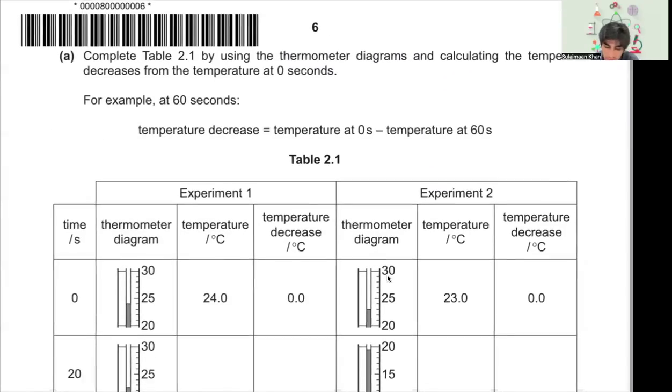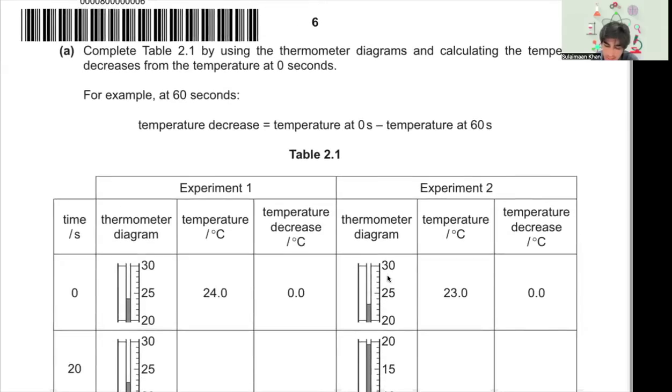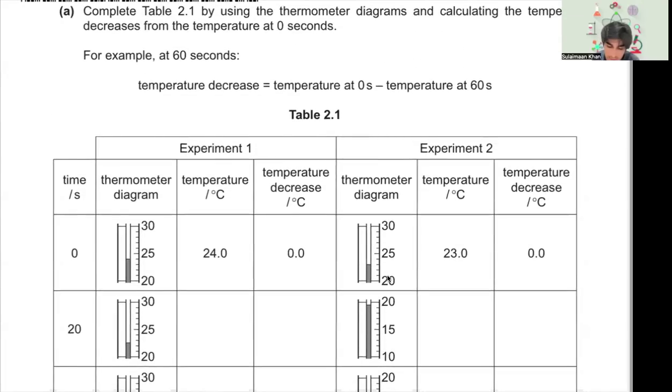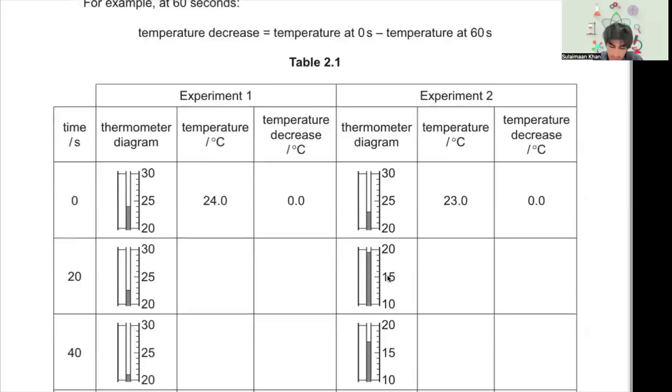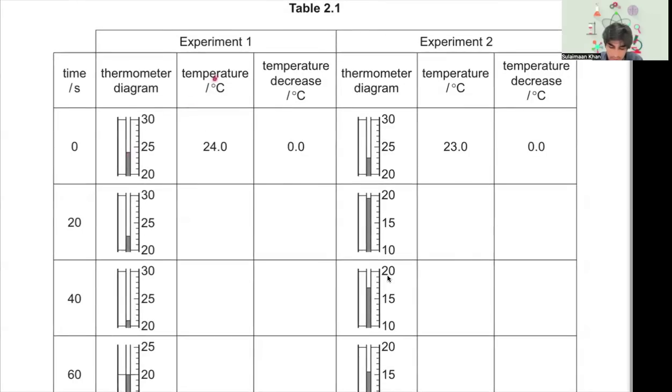Complete figure 2.12 by using the thermometer diagrams and calculating the temperature decrease from the temperature at 0 seconds. For example, at 60 seconds, temperature decrease. So temperature at 0 seconds minus temperature at 60 seconds. So that's what we need to do, right? You just need to calculate the temperature decrease from temperature at 0 seconds. So at 0 seconds, the temperature was 24 and the temperature decrease isn't there because that was the initial reading.